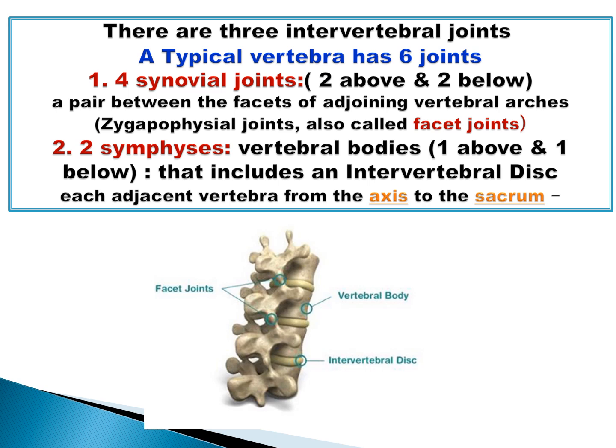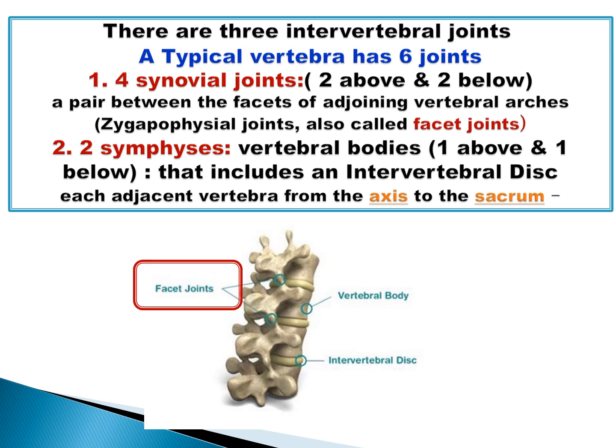Second is 2 symphyses between the vertebral bodies, one above and one below. That includes the intervertebral disc. Each adjacent vertebra from axis to the sacrum has the intervertebral disc present.